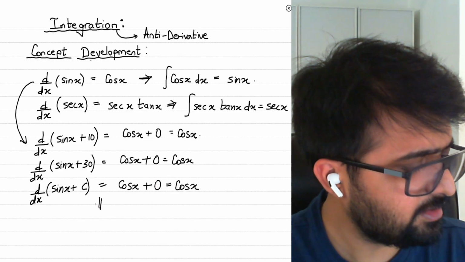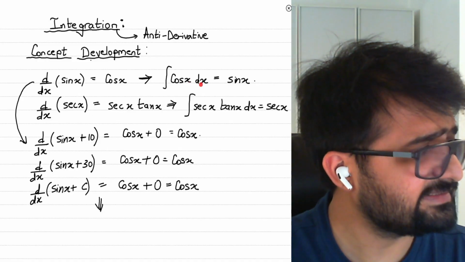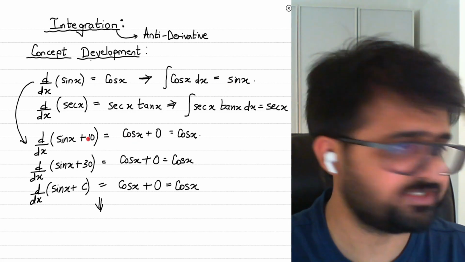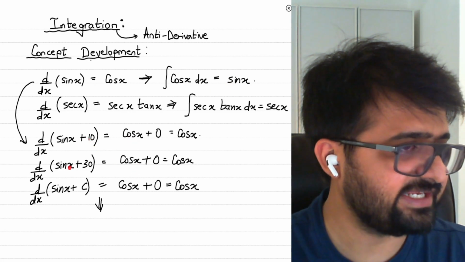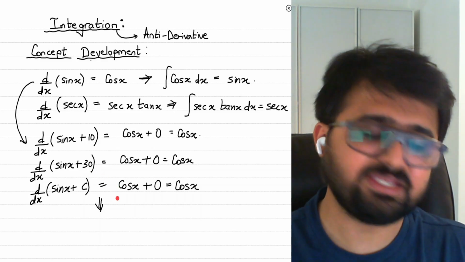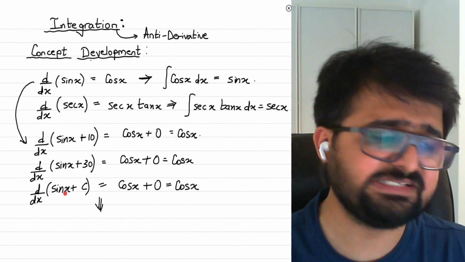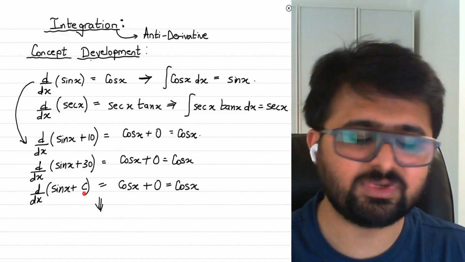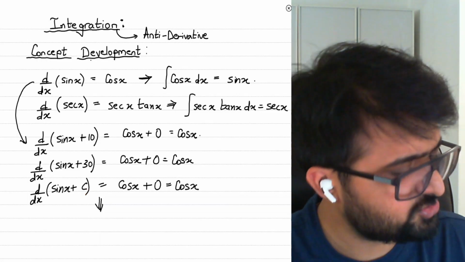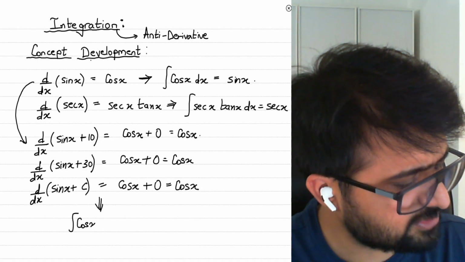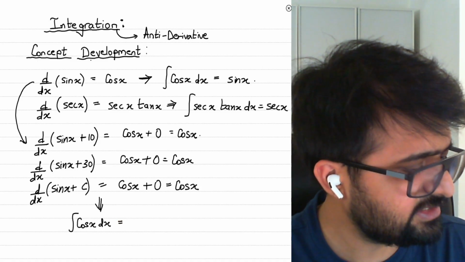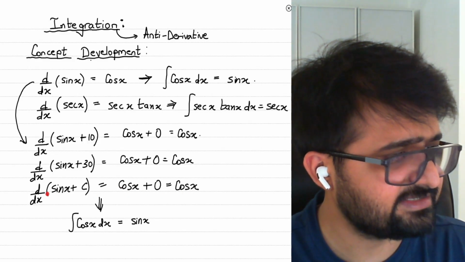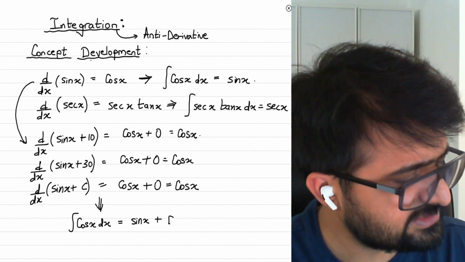Now this would imply that integral of cos x is not just sin x. Integral of cos x can be sin x plus 10. Integral of cos x can be sin x plus 30. In general, integral of cos x is sin x plus that constant c. Now that constant c can take any value. It can take 10, 20, 30. It may be 0. But generally, if you want to say integral of cos x with respect to x is sin x, so integral of this cos x is sin x plus the constant c.